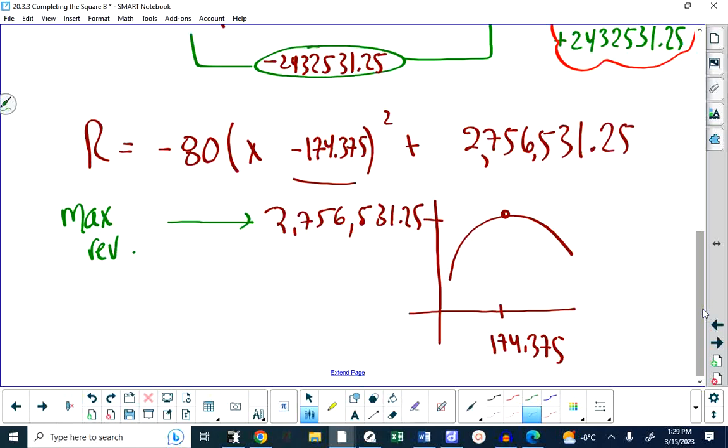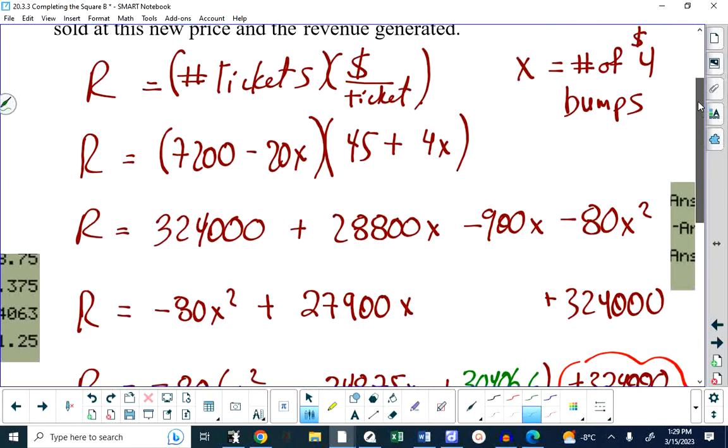This is not the ticket price. What is this? 174.375. Aoki? It's not how many tickets are sold. No, Paige? How many $4 bumps, right? If we go back to the beginning and this is X, X is the number of $4 bumps.